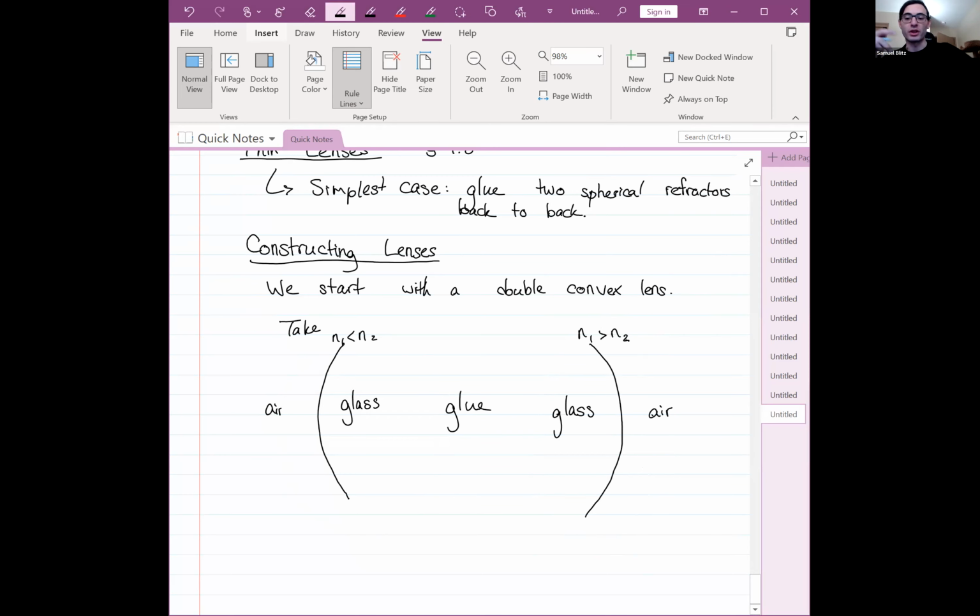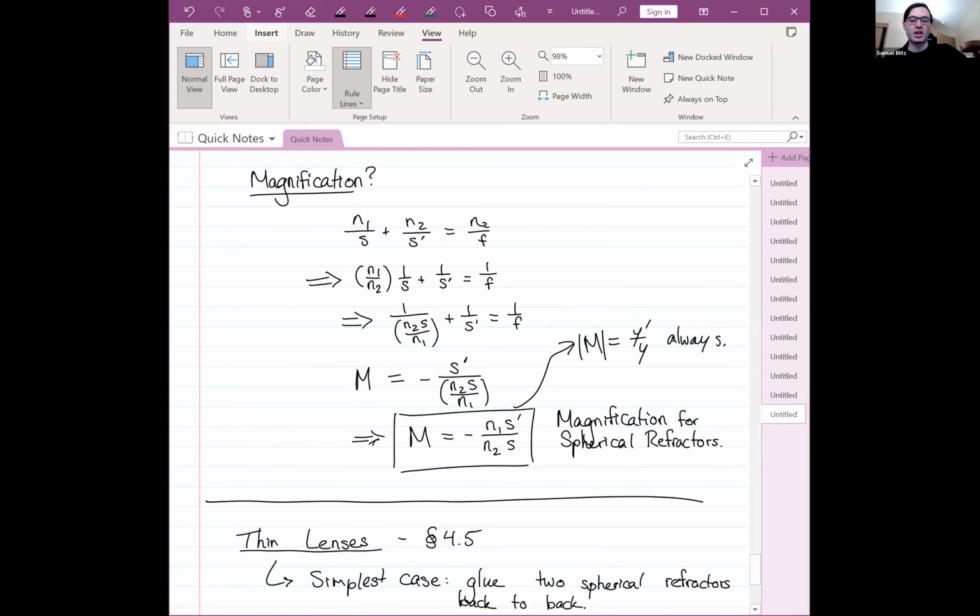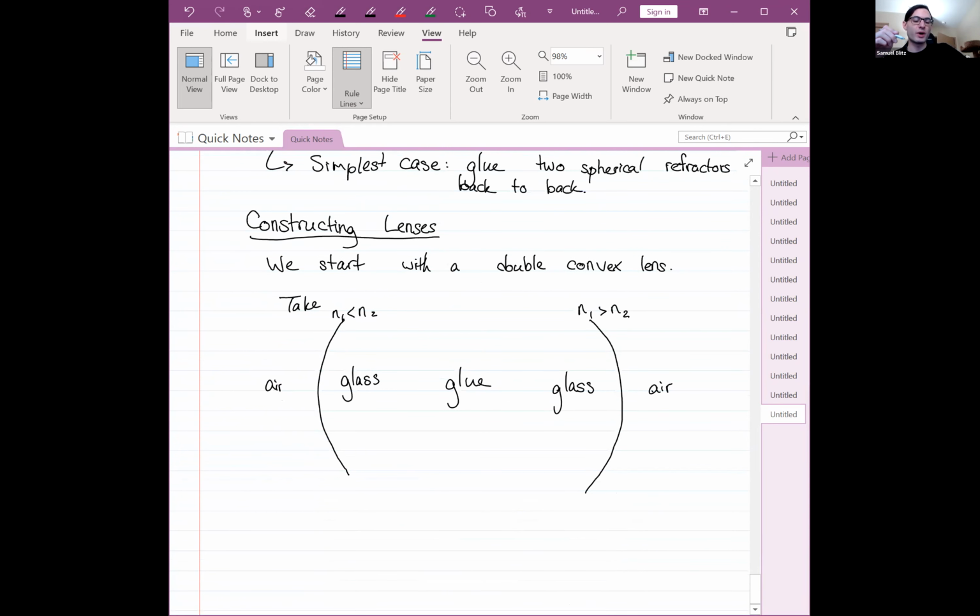Now, the important point, if you remember from before, is that in this case, that was one of the converging interfaces. If you had light rays coming in parallel, they would converge. Similarly, if you had light rays coming in parallel here, they would also converge. They're both converging cases. So by sticking them together, you're just getting an even more converging thing.